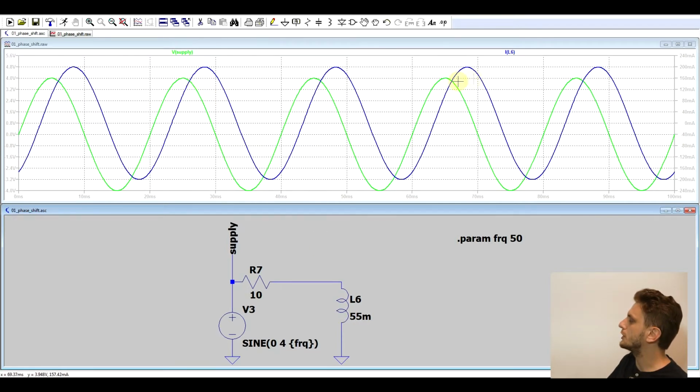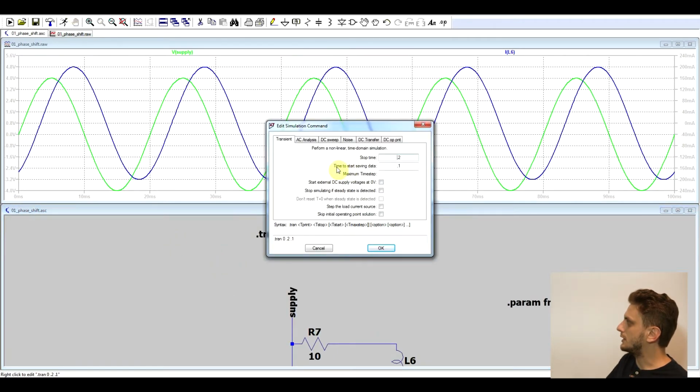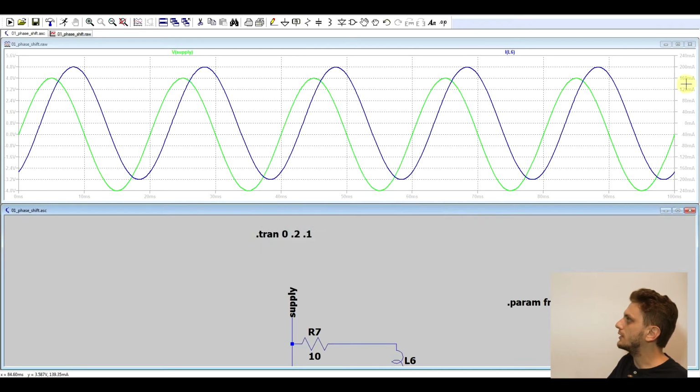As long as the voltages are fairly stable, and you can ensure this by setting a time to start saving data larger than 0, so let the simulator run for a while and then start measuring, we can ensure that our signals will be stable. So this is quite useful in general if you want to make measurements.